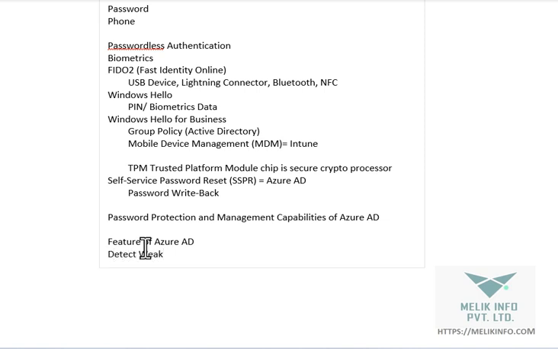Weak password, and block. So it doesn't allow your users to use weak or non-passwords and their variants.